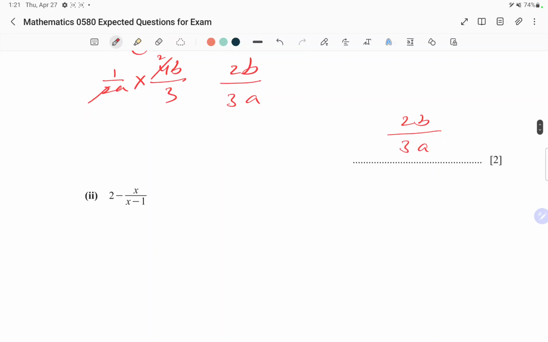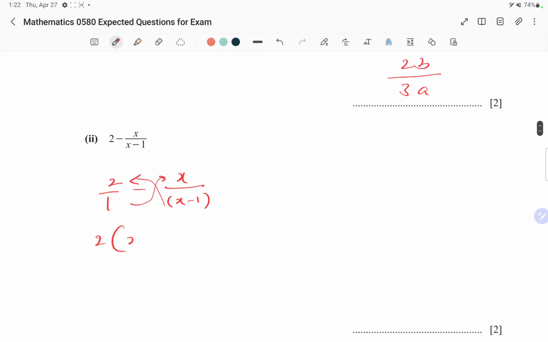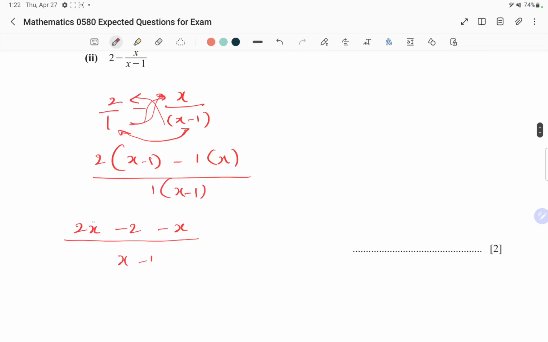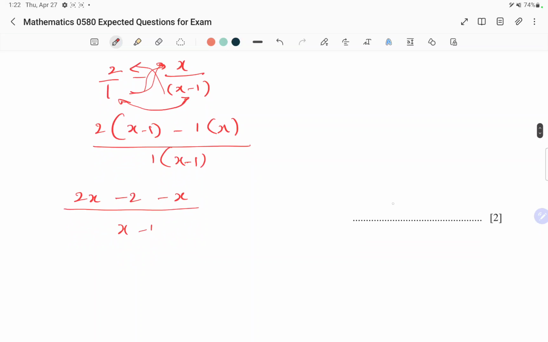Now this is 2 minus x over x minus 1. So we can write 2 over 1 minus x over x minus 1. And you know that cross multiplication rule. So twice of x minus 1 and then 1 times x over, we need to multiply them, 1 times x minus 1. So 2 times x, that's 2x, 2 times minus 1, that's minus 2, minus 1 times x, that's minus x, and here x minus 1 in denominator. So 2x minus x, that's x minus 2 over x minus 1.